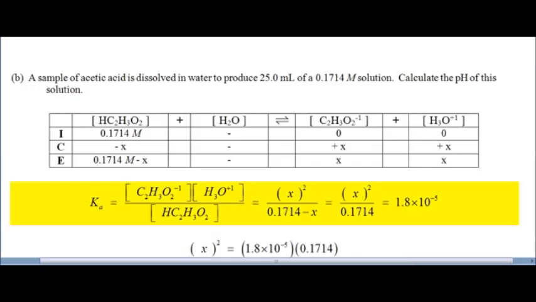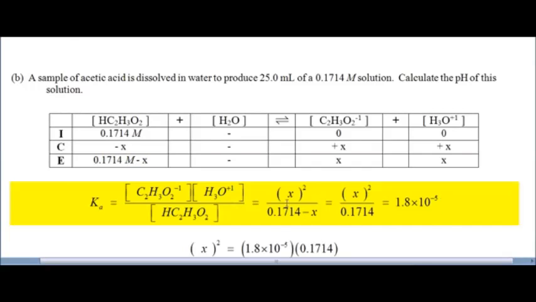So, from our step in part A where we did our Ka, or our acid dissociation expression, we want to plug in the values for the acetate and for the hydronium ions, which are x. Each is x here. And then for the acetic acid, we have the 0.1714 minus x, because again, that's what we have in our value in the ice chart there.